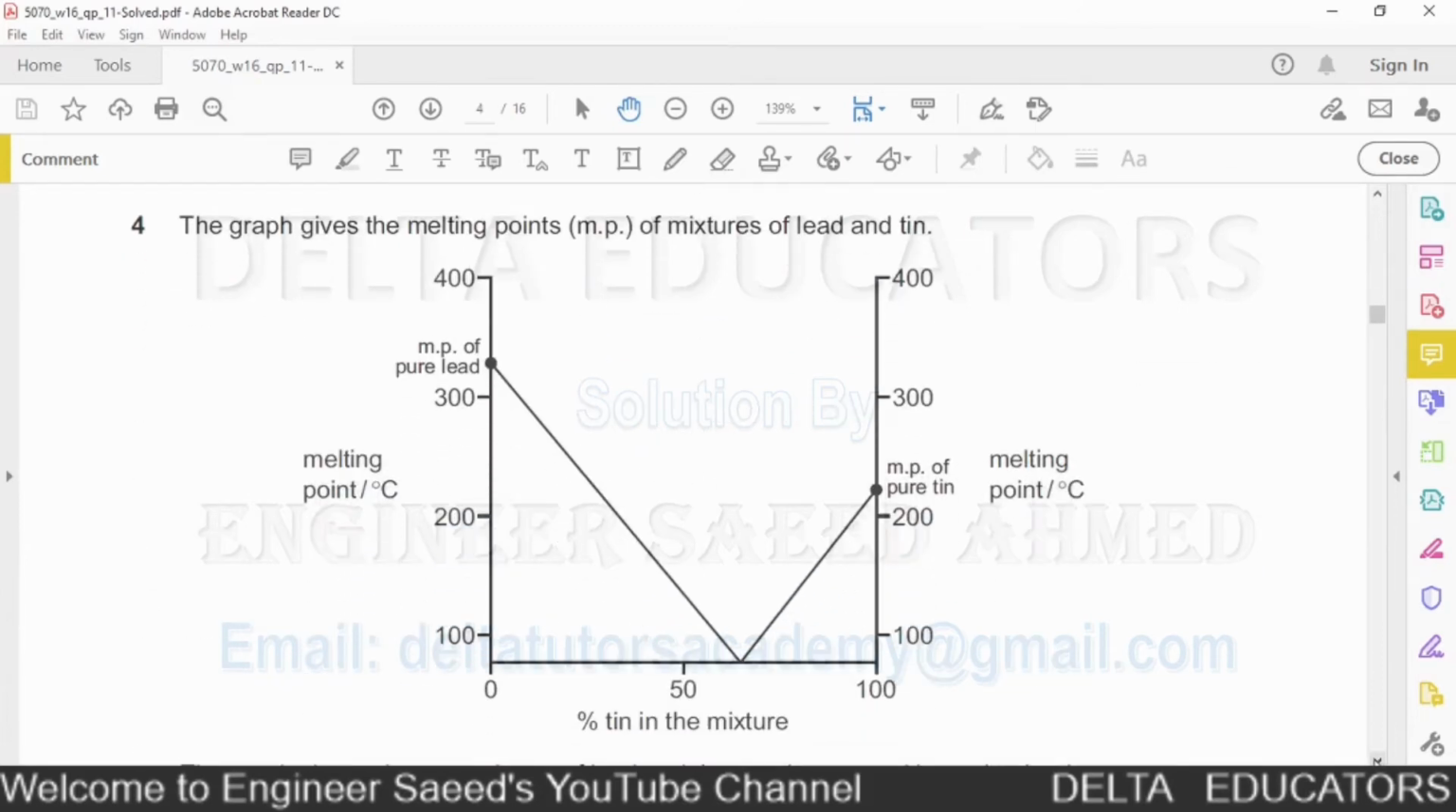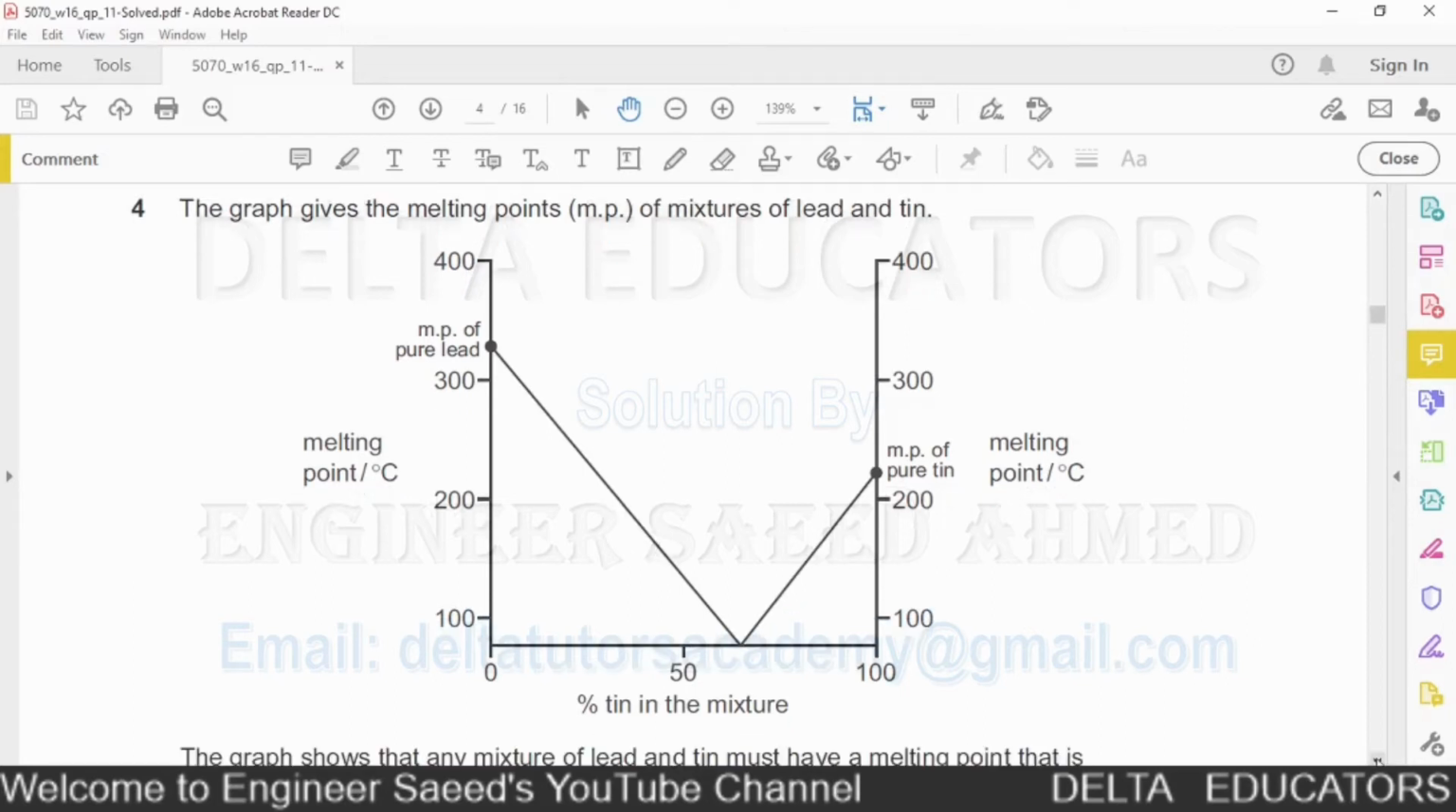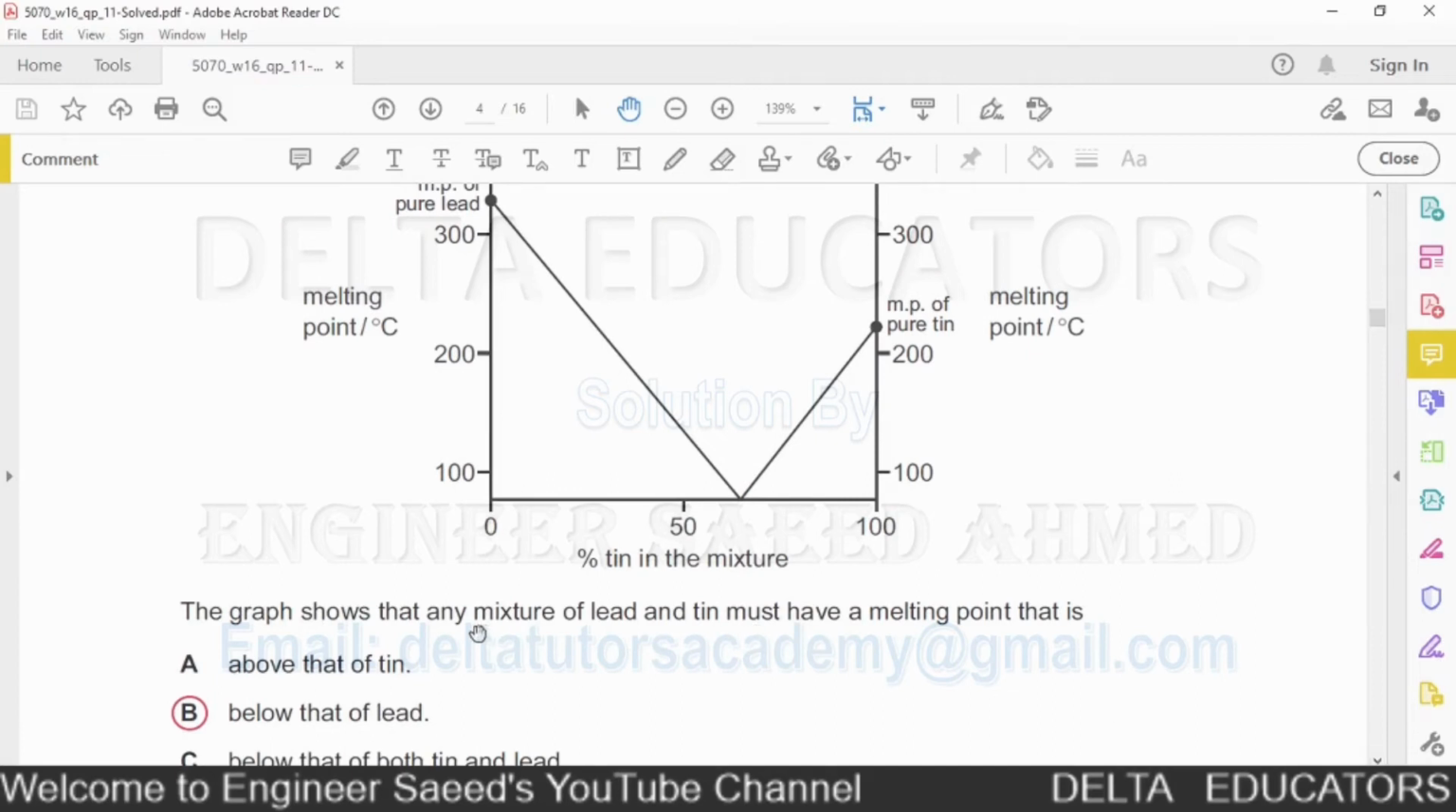Question number 4. The graph gives the melting point of mixtures of lead and tin. Here we have the melting point of pure lead. Here we have the melting point of pure tin. And here in between we have the melting point of the mixture. The graph shows that any mixture of lead and tin must have a melting point that is option A, above that of tin.